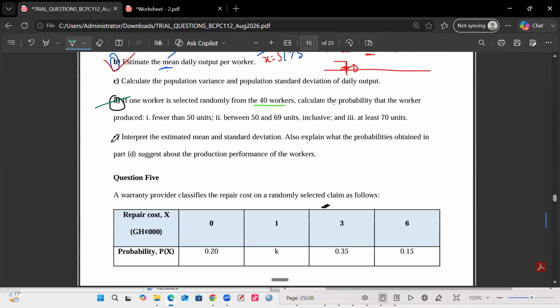Let's come to E. Interpret the estimated mean. Another name for mean is average. And standard deviation. Also explain what the probabilities obtained in D suggest about the production performance of the workers. Are you good? Okay.